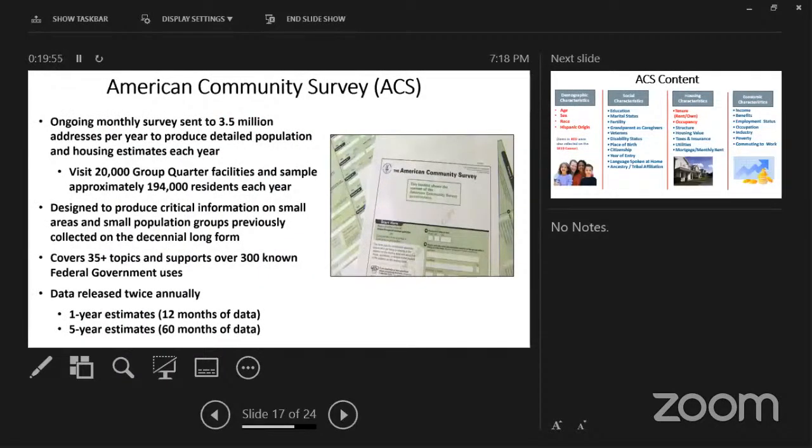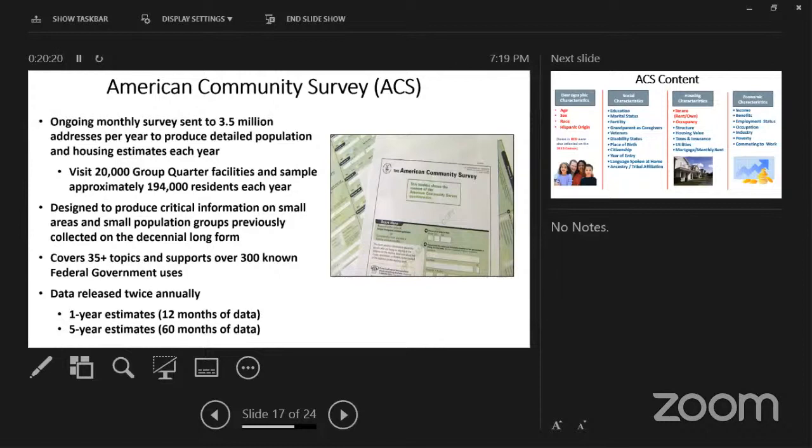Now, kind of switching gears, we do have the American Community Survey. We started this basically in 2005. It's an ongoing survey. It's sent to 3.5 million addresses per year, so that's like 275,000 a month. We do visit group quarters such as nursing homes and college dormitories.